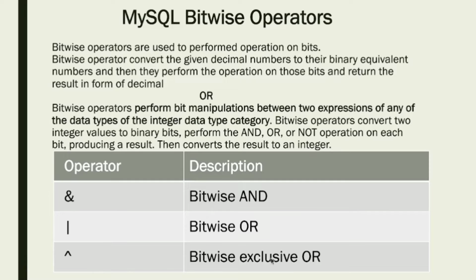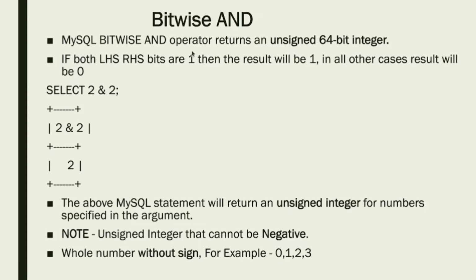So our next topic is bitwise AND. The MySQL bitwise AND operator returns an unsigned 64-bit integer. Here the question occurs, what is an unsigned integer? So note, an unsigned integer cannot be negative. It is a whole number without sign, for example 0, 1, 2, 3. These are unsigned integers. Got it? So let's see the definition. Bitwise AND: if both left-hand side and right-hand side bits are 1, then the result will be 1. In all other cases, the result will be 0.